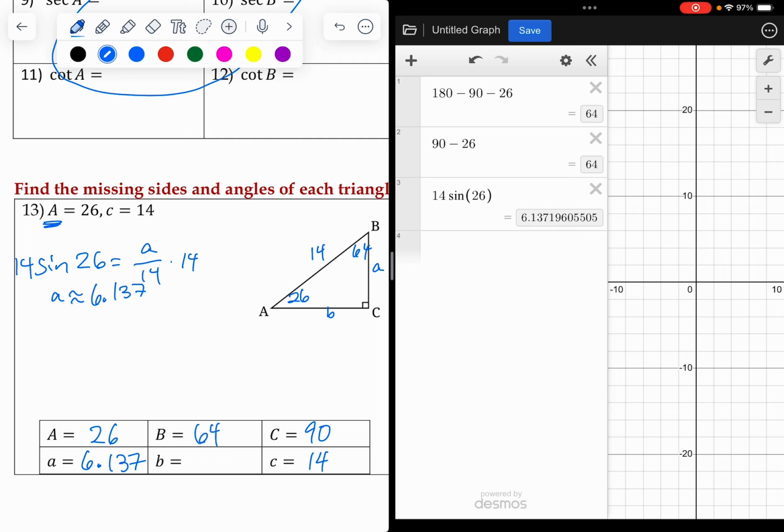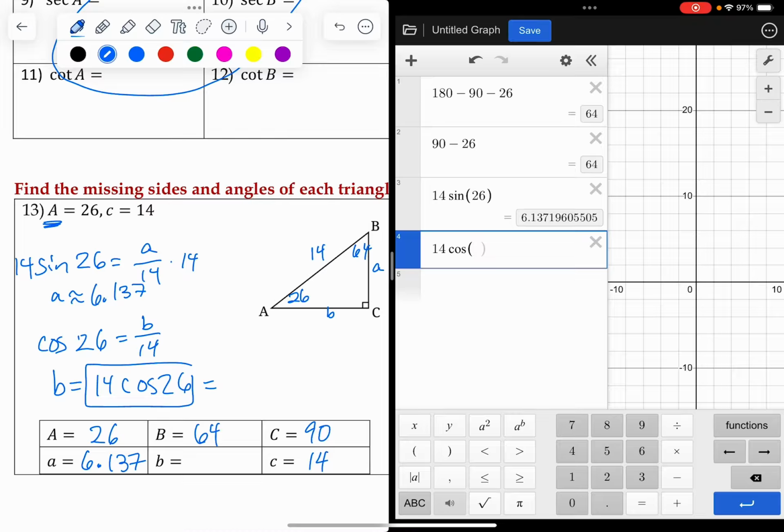I can use either the 26 or the 64. It'll work out either way. But I'll say cosine of 26. Just in case I don't know how to subtract and my answer for 64 was wrong, let's use the original one. So cosine of 26 equals b over 14. So b will equal 14 cosine 26. If they ask you for an exact value, this is exact. And if they ask you for the decimal approximation, that's where we're plugging it into our calculator. And it's approximately 12.583. Technically, there's an approximation here and here. Okay, so far so good.